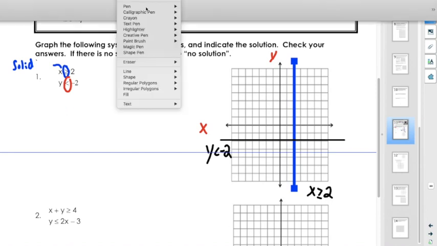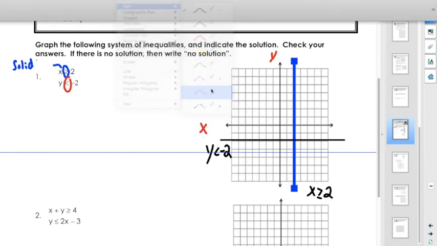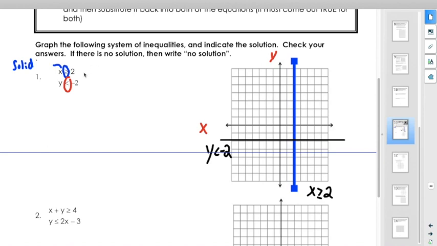And we say that my test point, again, is still going to be 0, 0. That's always going to be our test point. So my test point is 0, 0, where 0 and 0 are x and y. So I'm using this inequality, x is greater than or equal to 2. So I want to substitute in 0 for x. So is 0 greater than or equal to 2? Well, no, it's not. That's false.